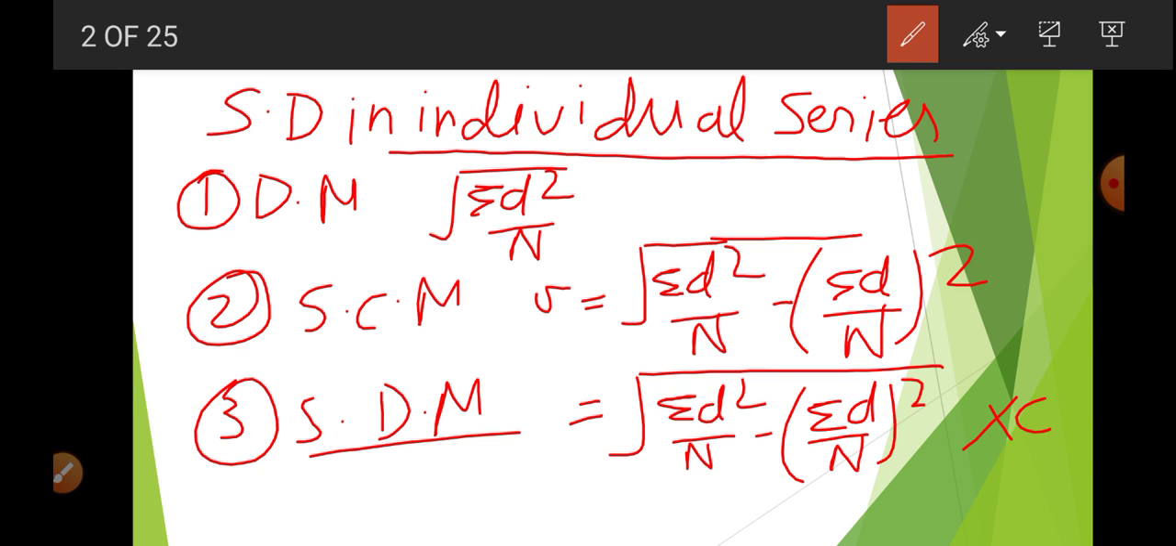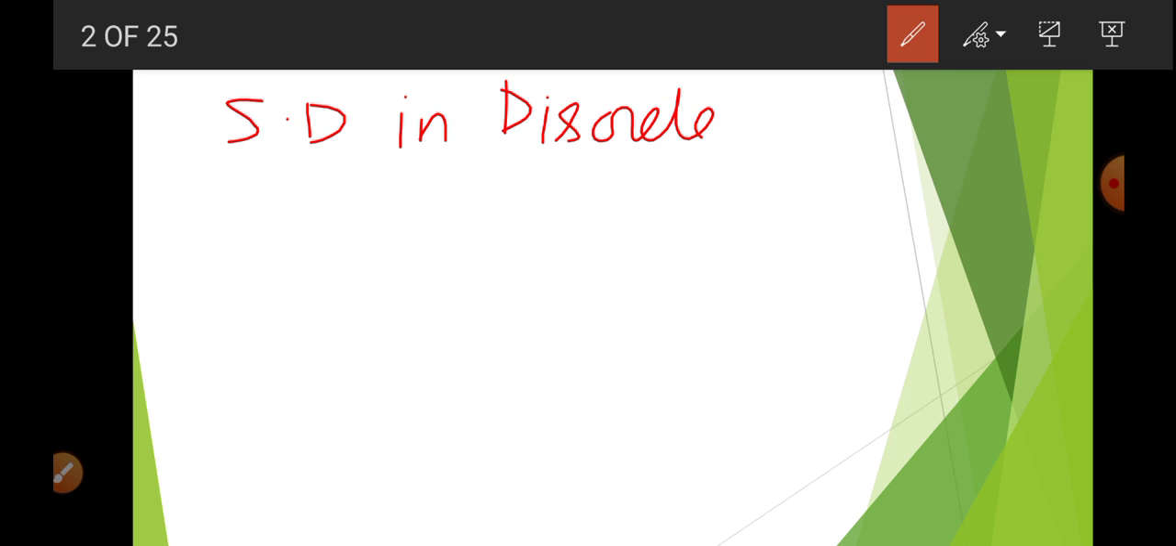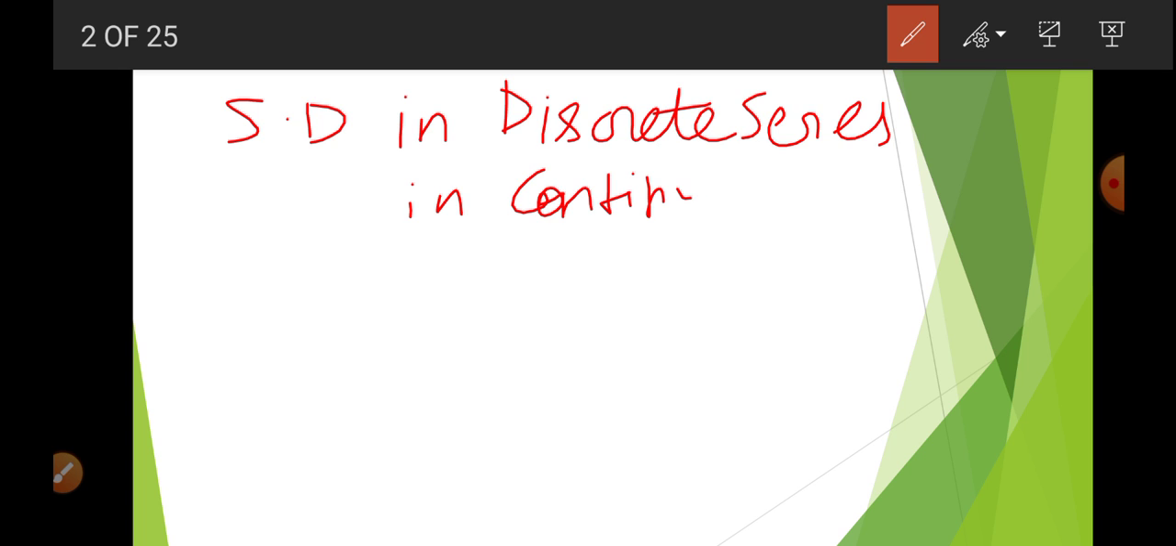Okay, this chapter is very lengthy, but for this year only you have to learn standard deviation. And in today's video we are going to discuss how to calculate standard deviation in discrete series, as well as in continuous series. Okay, student, now after this, the chapter is going to be complete. This much you have to learn in this chapter. Okay, so let us start.